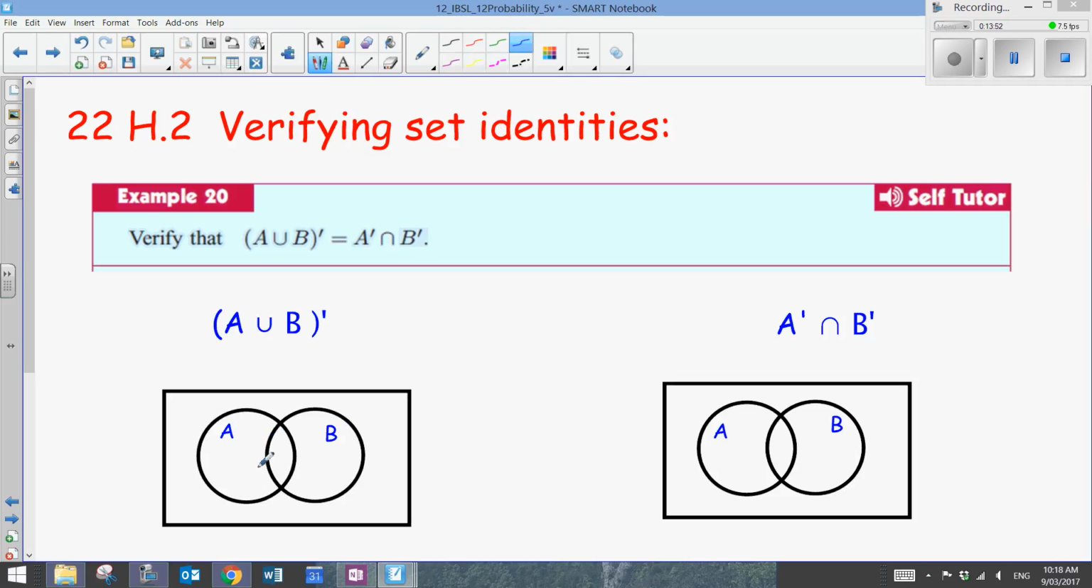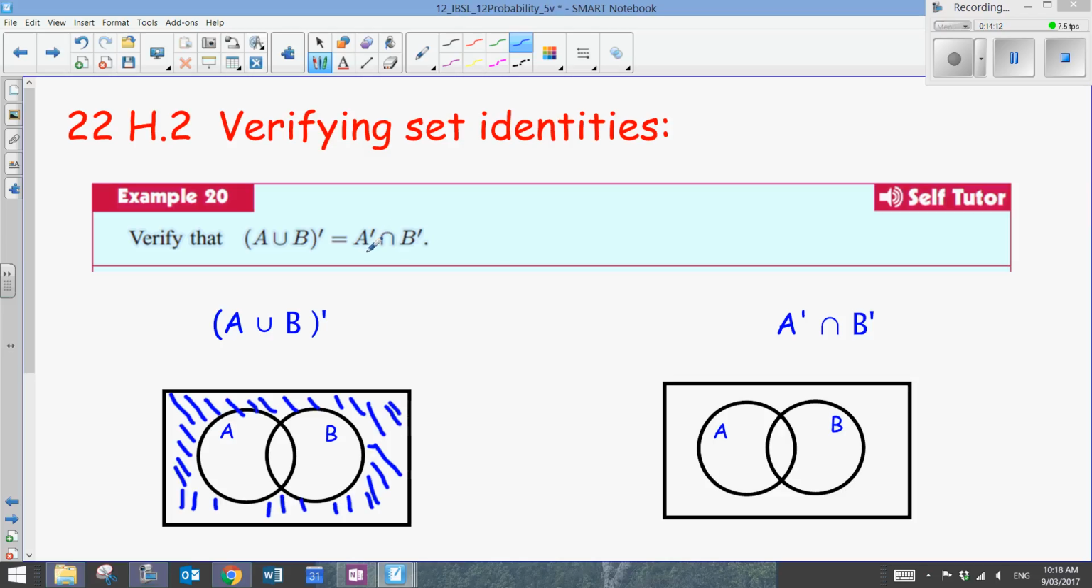So A union B we know is the set of the 2 sets and the intersection, but then complement, meaning we're just talking about everything outside. So that means this is where our focus is. So for this one, we're just showing that we can identify what part of the Venn diagram we're talking about.